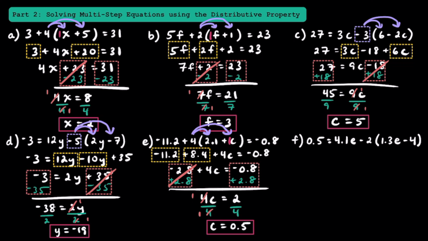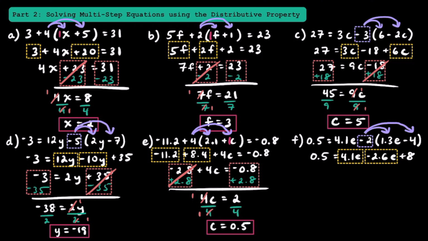We have 0.5 is equal to 4.1e minus 2 times the quantity of 1.3e minus 4. Once again, be careful of this minus 2 that's right in front of the parentheses. Just like earlier, I'm going to use it like a negative 2 and distribute it to both of these terms inside. Negative 2 times positive 1.3e is going to equal negative 2.6e, and negative 2 multiplied by negative 4 is going to equal positive 8. Rewriting this, we're going to have 0.5 is equal to 4.1e minus 2.6e plus 8.